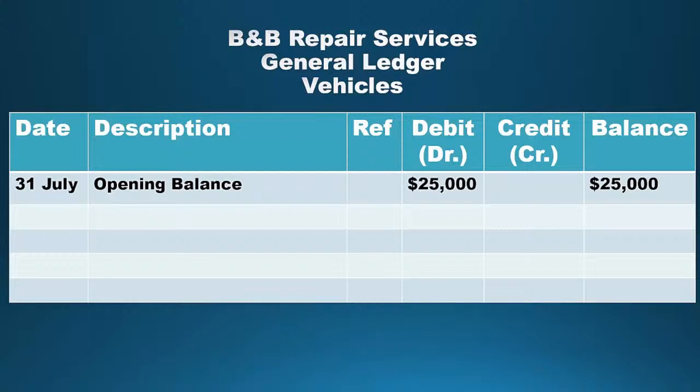As of July 31st, the business owns vehicles worth $25,000. This balance is an asset, so it goes on the debit side of the vehicle's ledger.